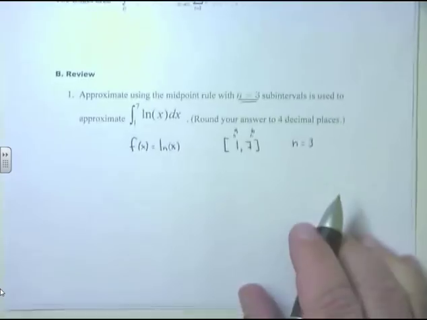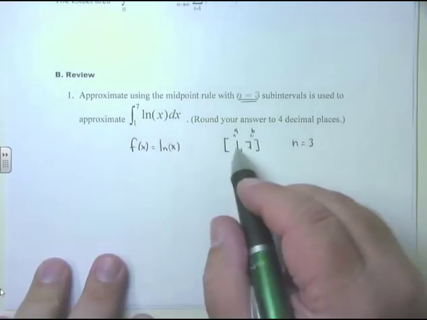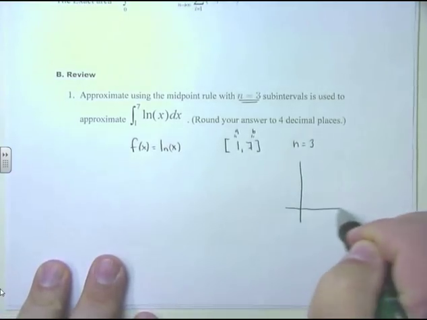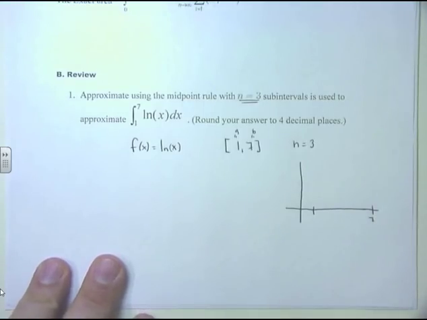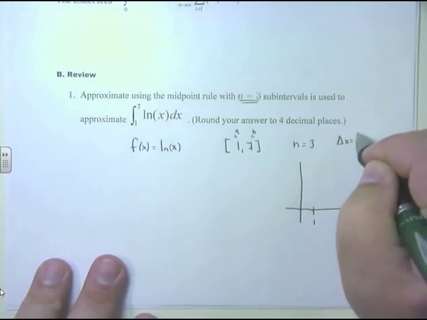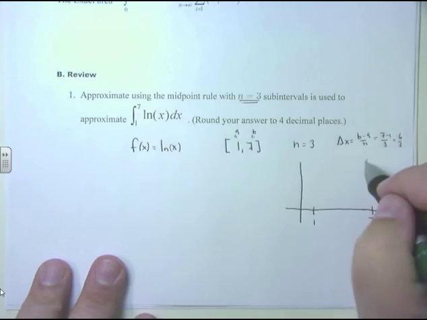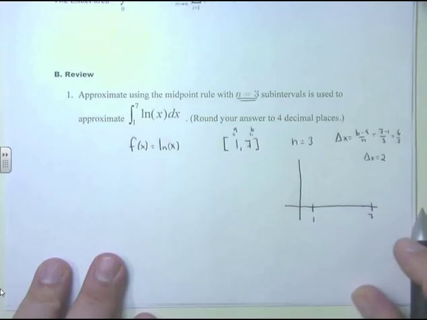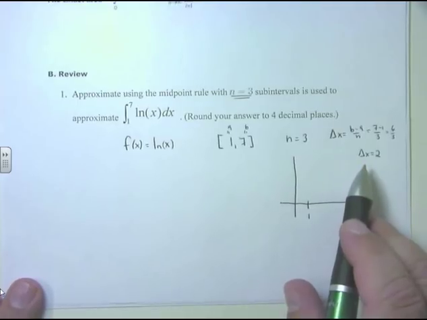So what they're asking me to do is a midpoint Riemann sum. And when I do a midpoint Riemann sum, I always draw this out. I'm trying to graph it between 1 and 7 on the x-axis. So here's 1. Here's 7. The number of partitions is 3, so I need to calculate my delta x. Well, hopefully you have this formula memorized by now. It is b minus a divided by n. That'll be 7 minus 1 divided by 3, 6 divided by 3, and 6 divided by 3 is 2. Delta x equals 2.